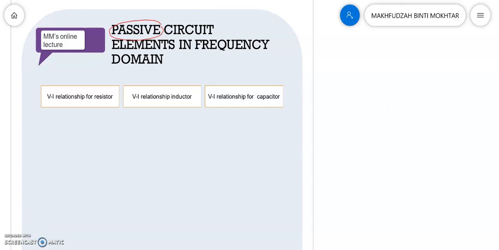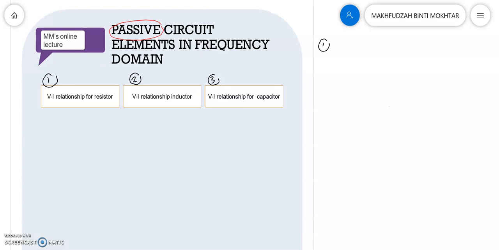I will explain the VI relationship for these passive circuit elements in three parts. The first part is the VI relationship for resistor. The second part is the VI relationship for inductor, and the third part is the VI relationship for capacitor. Alright, let's move on to the first part.